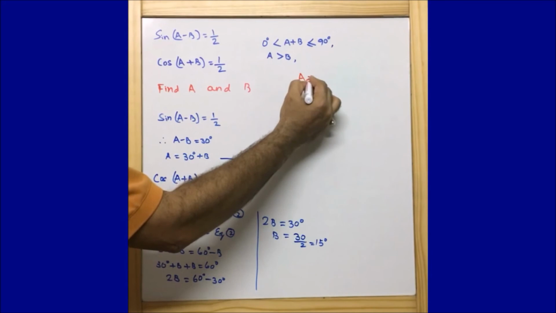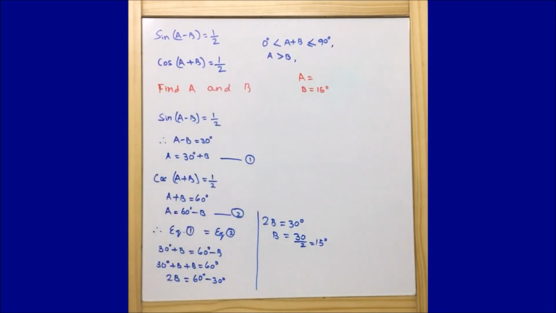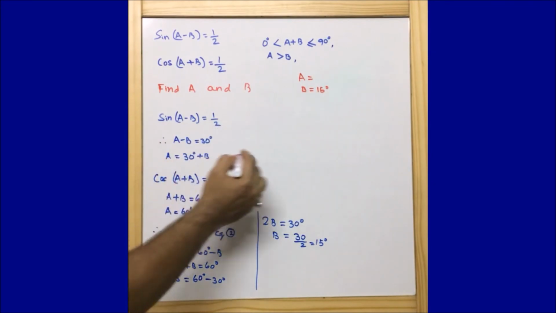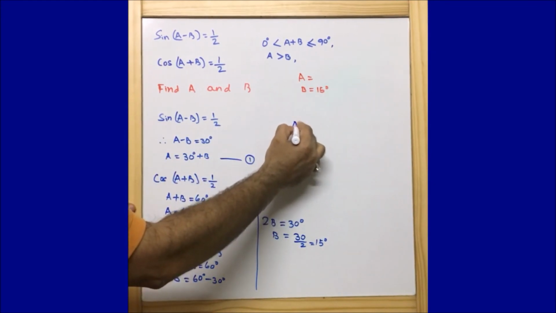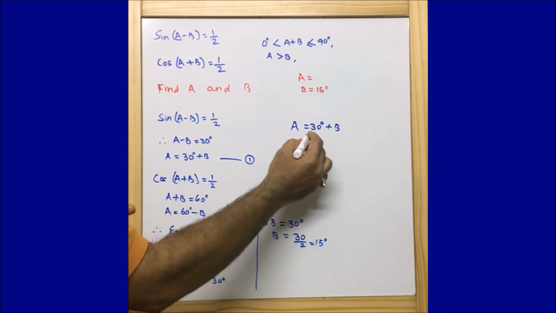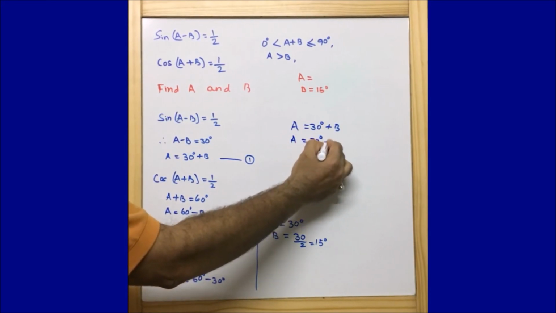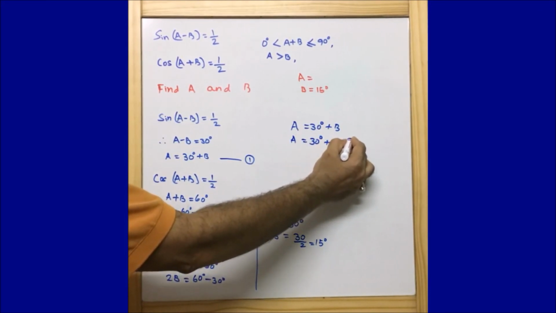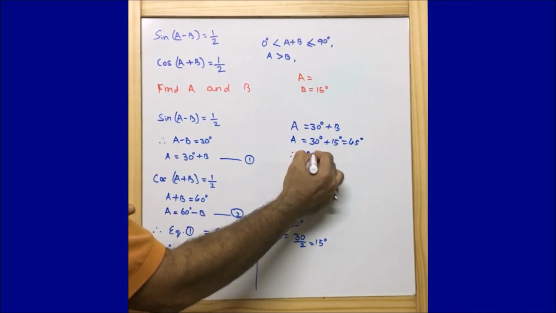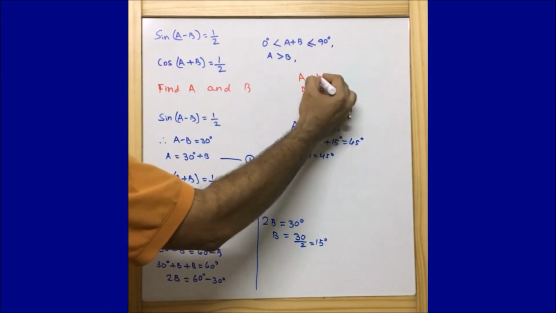Now A we are going to find out. B is equal to 15 degree we found out. Let us put the value of B in one of the equations. We know that A is equal to 30 degree plus B as per equation 1, so A is equal to 30 degree plus 15 degree, that is equal to 45 degree. Therefore, A is equal to 45 degree. So we found out the value of A also.